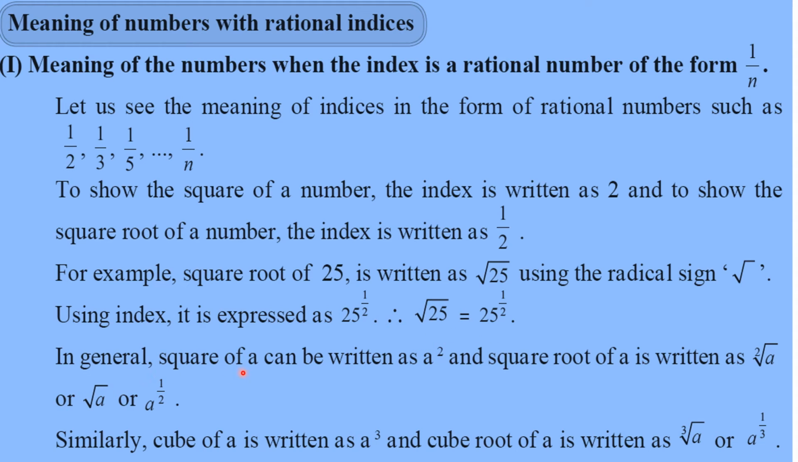In general, square of a can be written as a square. If we want to write the square, we normally write it in this way. And square root of a is written as this type. If we want to write the square root, it is square root of a or a raised to power 1 upon 2. This type we have to write down. Similarly, just like square, cube of a is written as a raised to power 3 and cube root of a is written as this type.